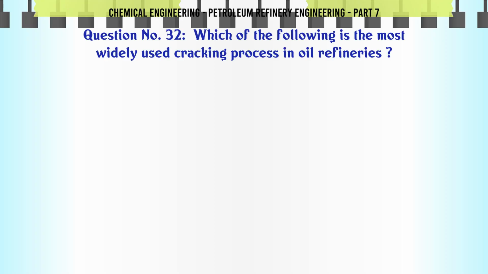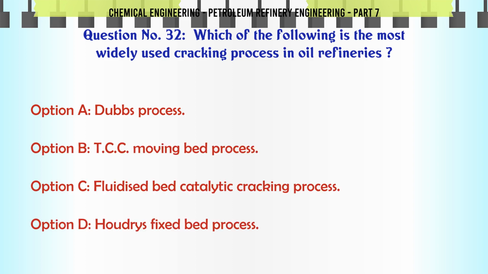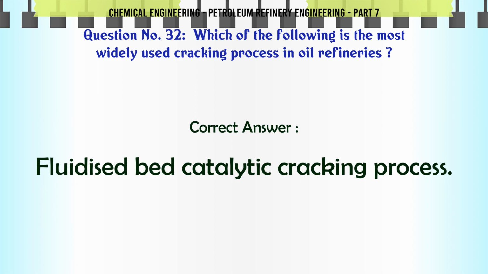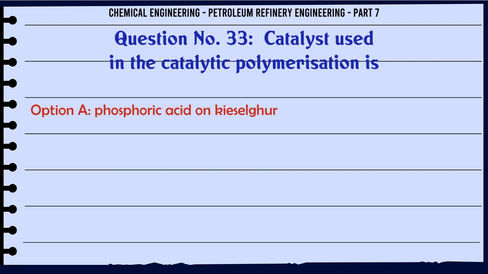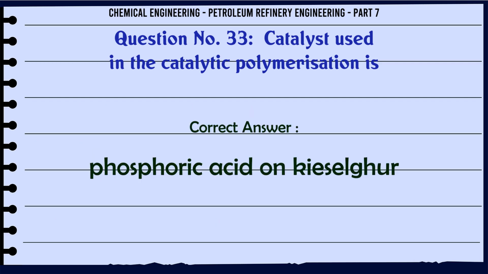Which of the following is the most widely used cracking process in oil refineries? A. Dubbs process, B. TCC moving bed process, C. Fluidized bed catalytic cracking process, D. Houdry's fixed bed process. The correct answer is fluidized bed catalytic cracking process. Catalyst used in the catalytic polymerisation is: A. Phosphoric acid on kieselguhr, B. Aluminium chloride, C. Nickel, D. Vanadium pentoxide. The correct answer is phosphoric acid on kieselguhr.